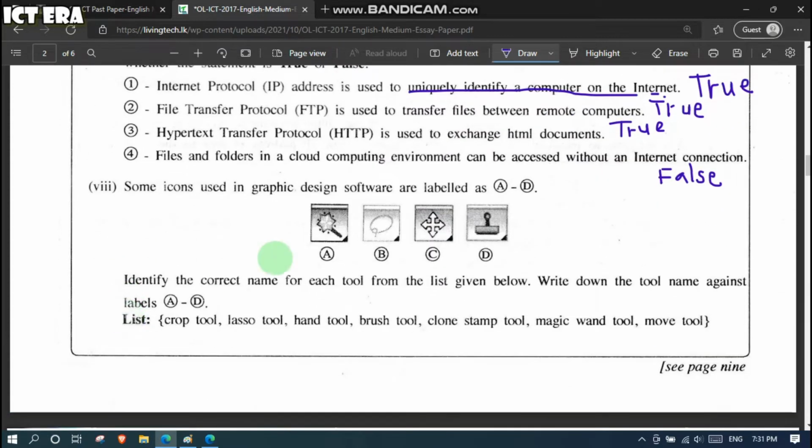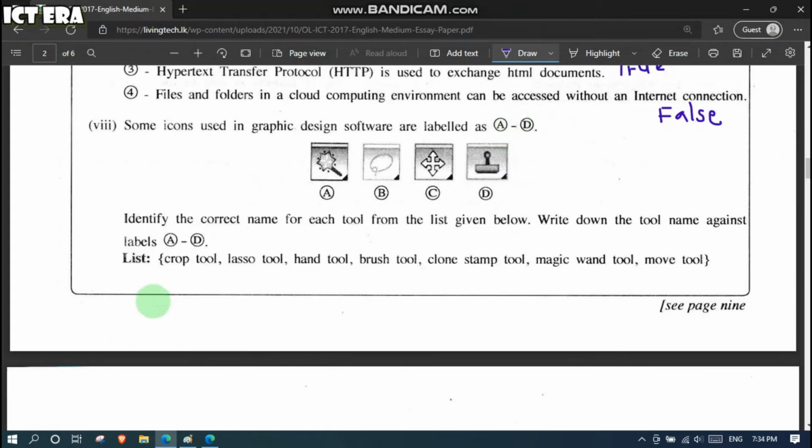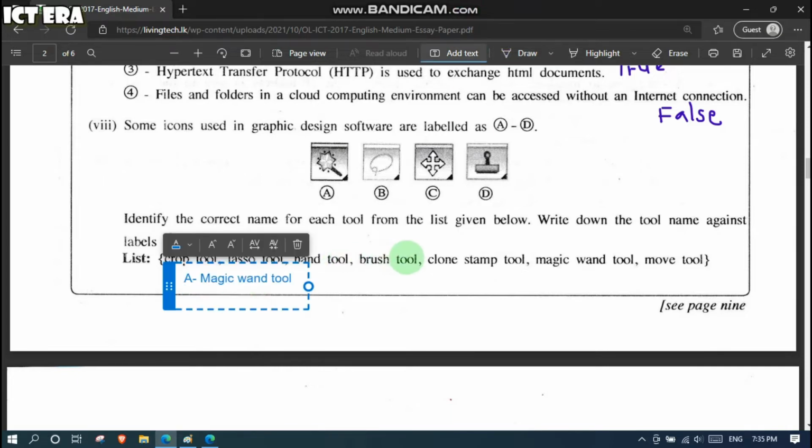Then next one, some icons used in graphic design software are labeled as A to D. Identify the correct name for each tool from the list given below. Write down the tool name against labels A to D. Okay, so first one A, it should be magic wand tool. So A is magic wand tool, and then B is lasso tool, and then C is move tool, and the last one D is clone tool, clone stamp.